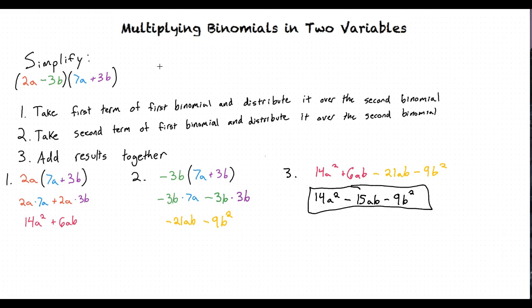Okay, so in order to multiply two binomials together with two variables, we first take the first term of the first binomial and distribute it over the second one. And then we take the second term of the first binomial and distribute it over the second binomial. And then we simply add the results together and combine like terms. Exactly.